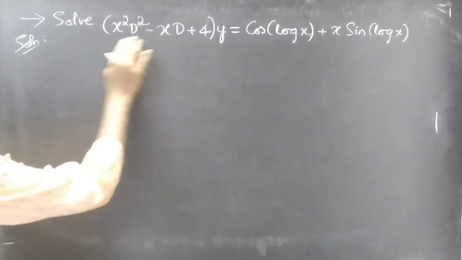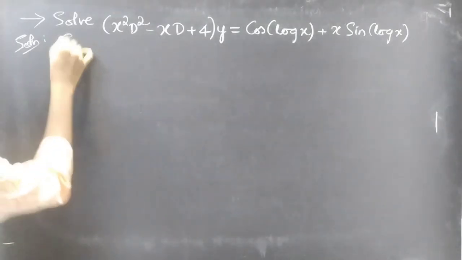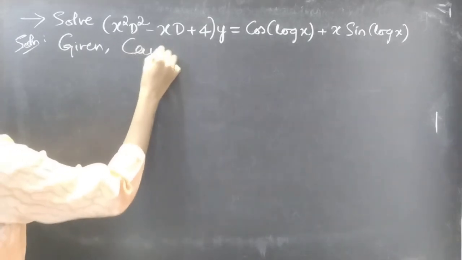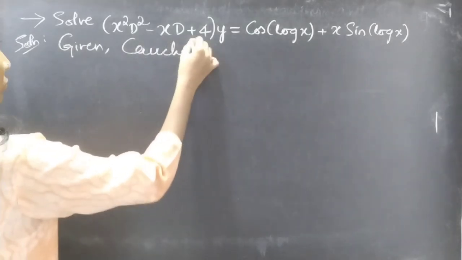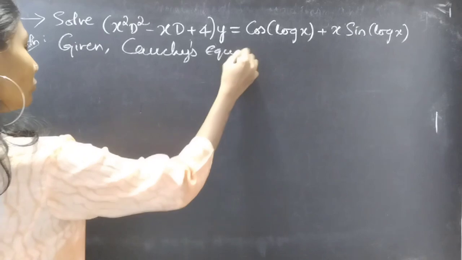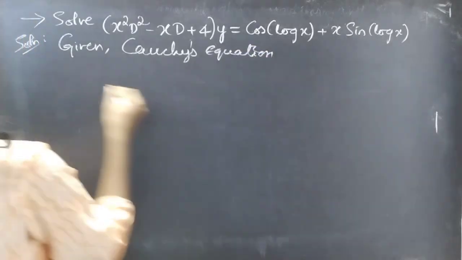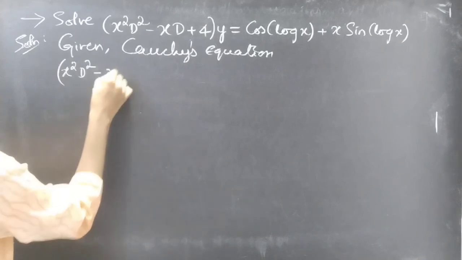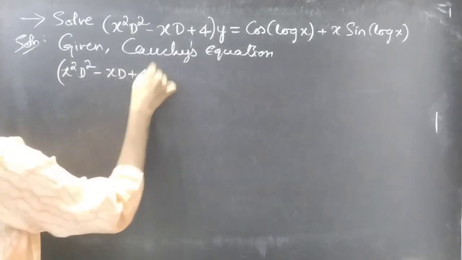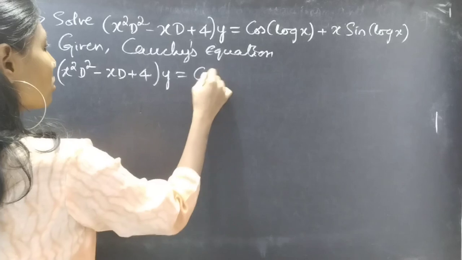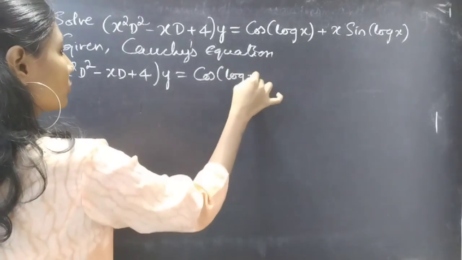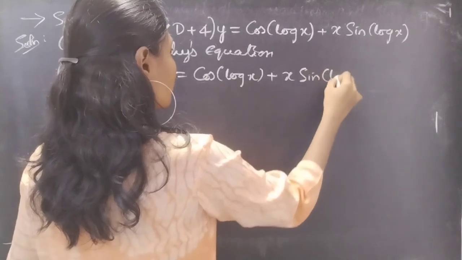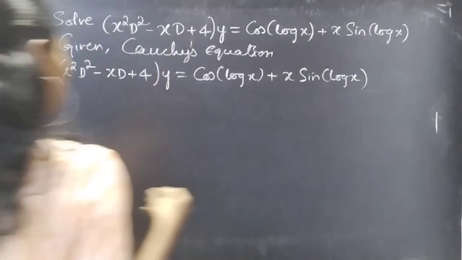And also we are given Cauchy's equation, (x² D² − xD + 4) y equal to cos(log x) plus x sin(log x). Now let's make the substitution.